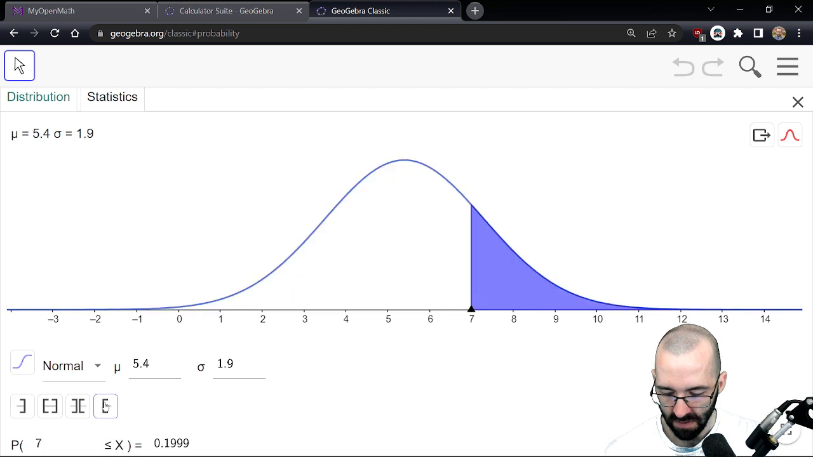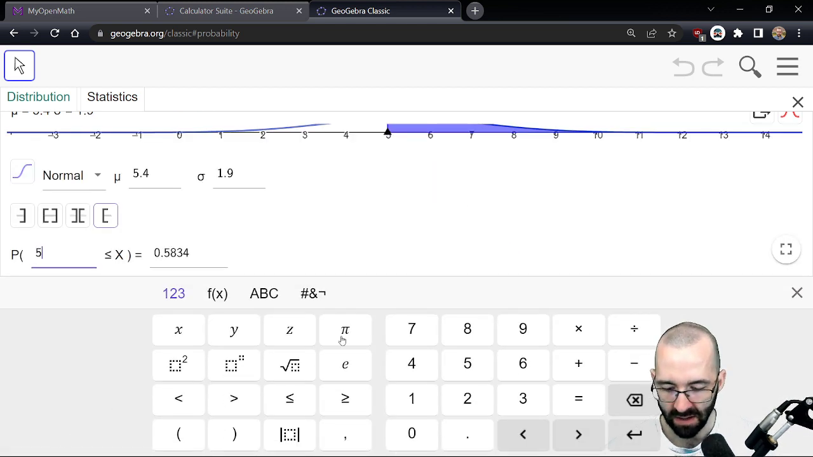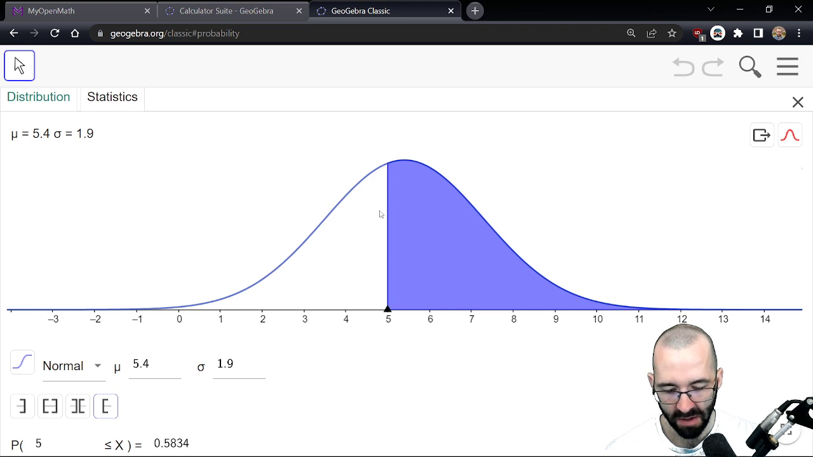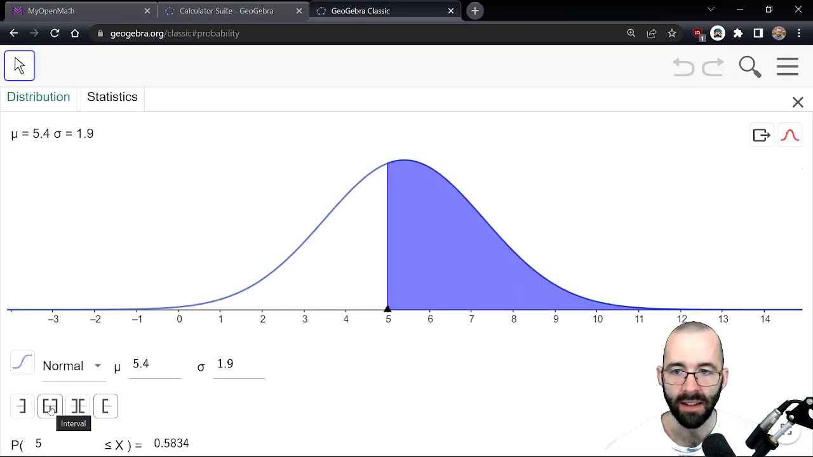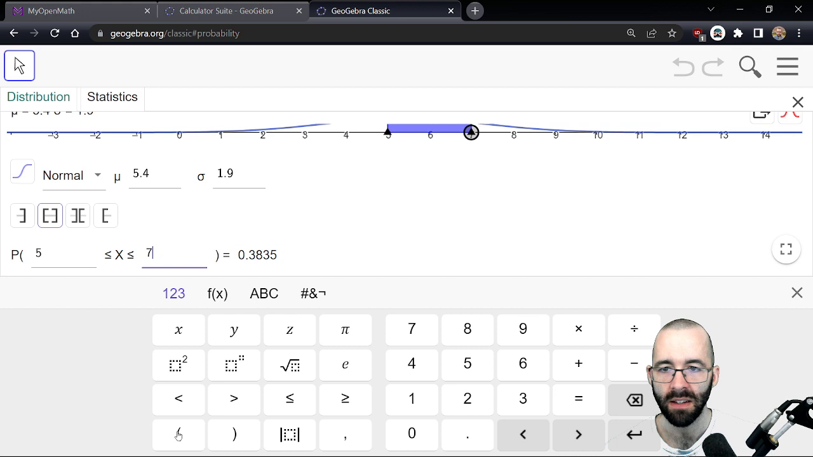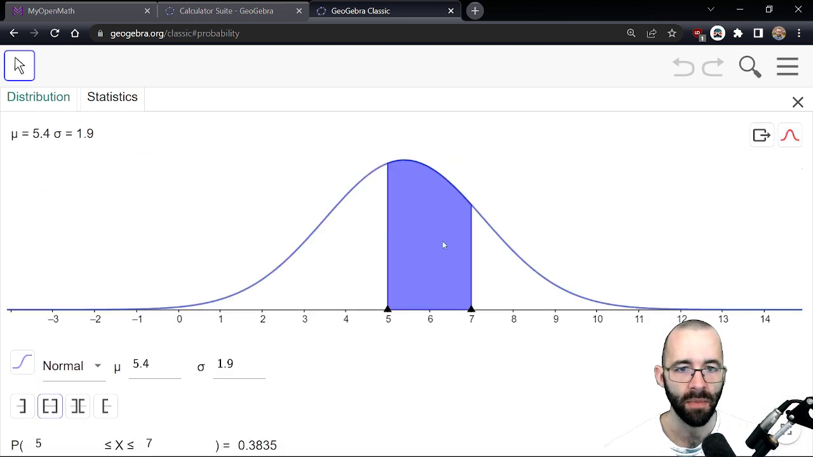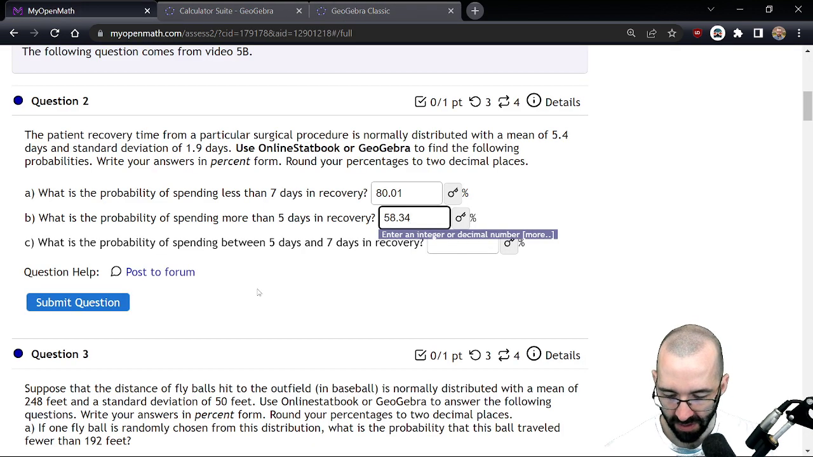At least 5? Well, let's change the sign. At least 5 should look like this. Let's see if it graphically makes sense. At least 5, yep, pretty close to the mean. Bigger than 5 is all to the right. We get about 58.34%. Between 5 days and 7 days should be 38.35. Graph makes sense. Always make sure that the picture matches with what we think is going on. 38.35.